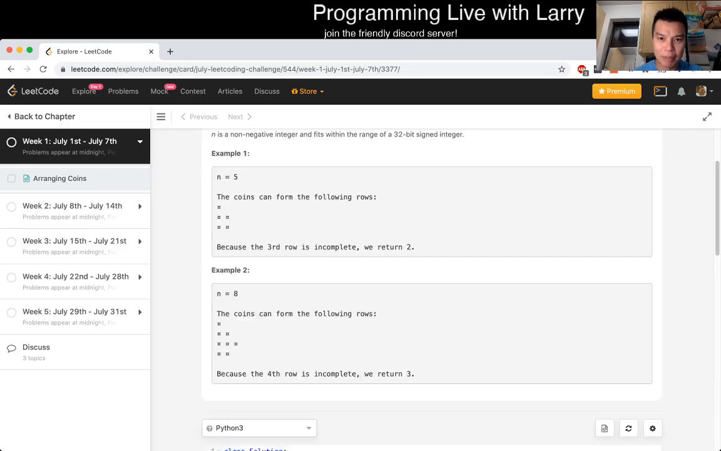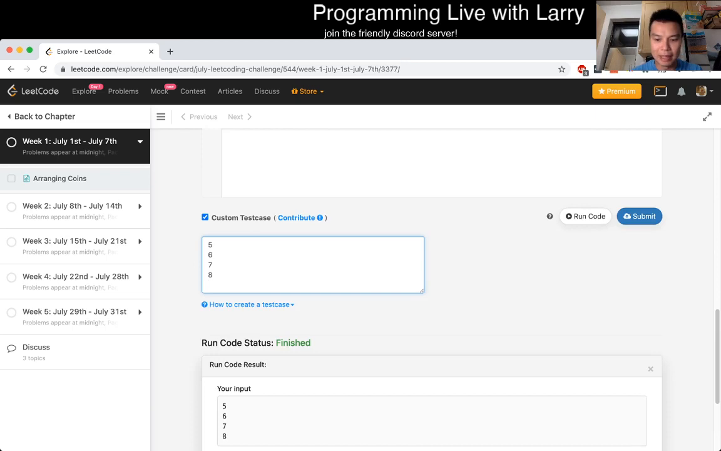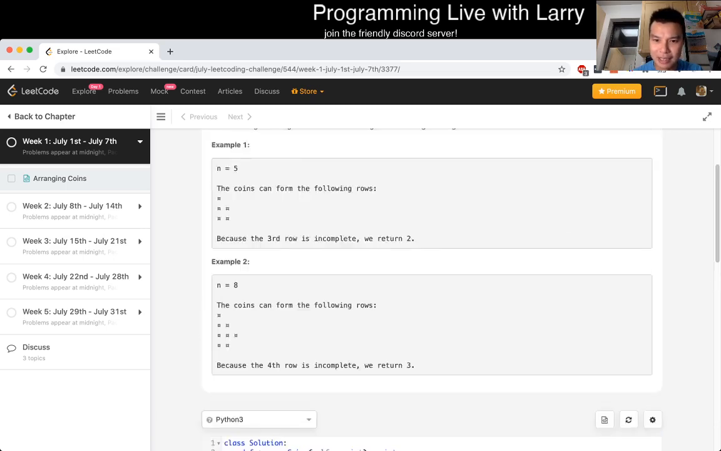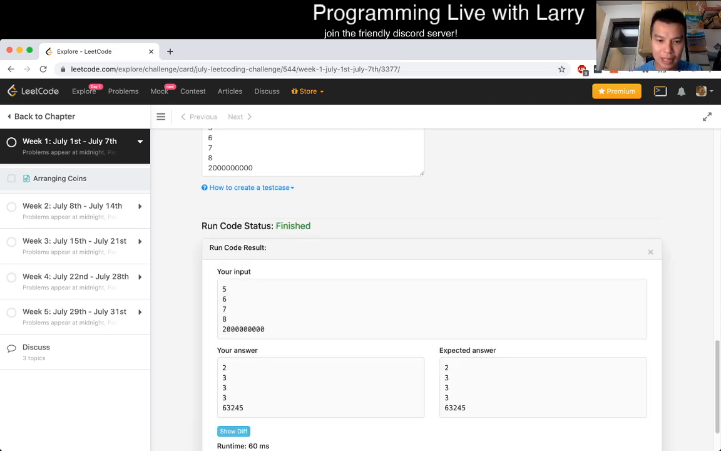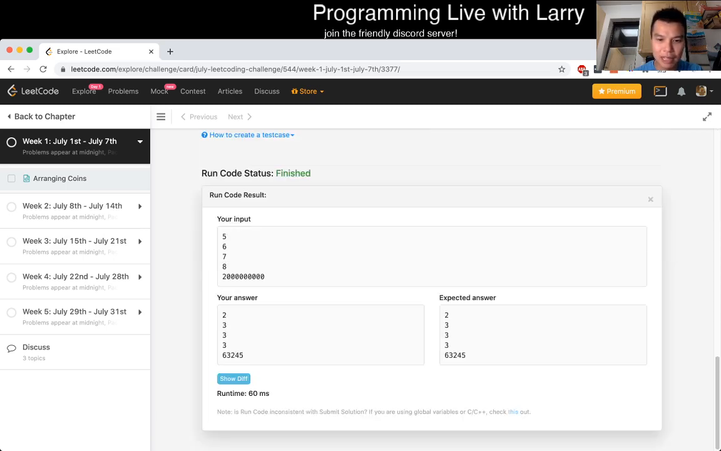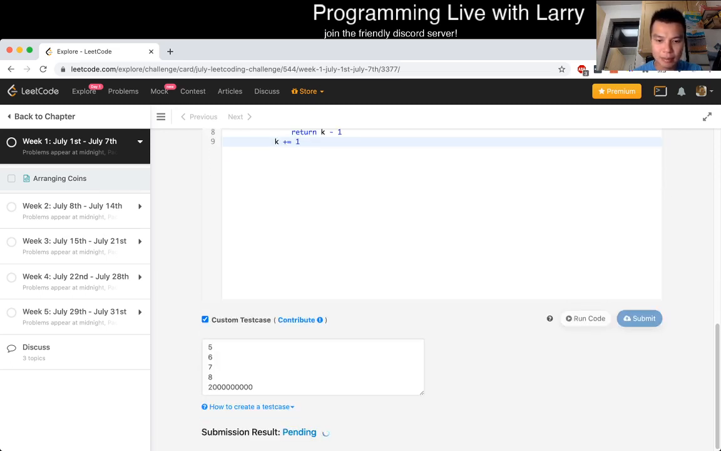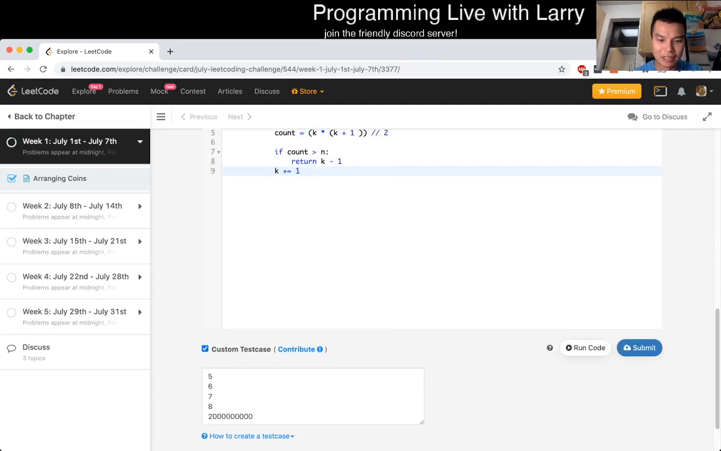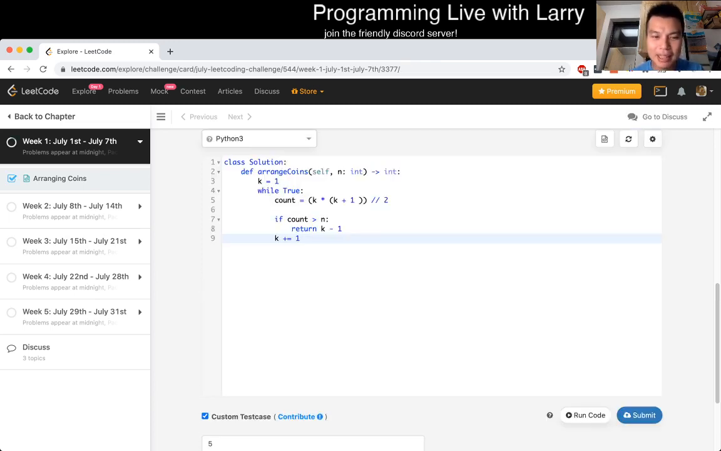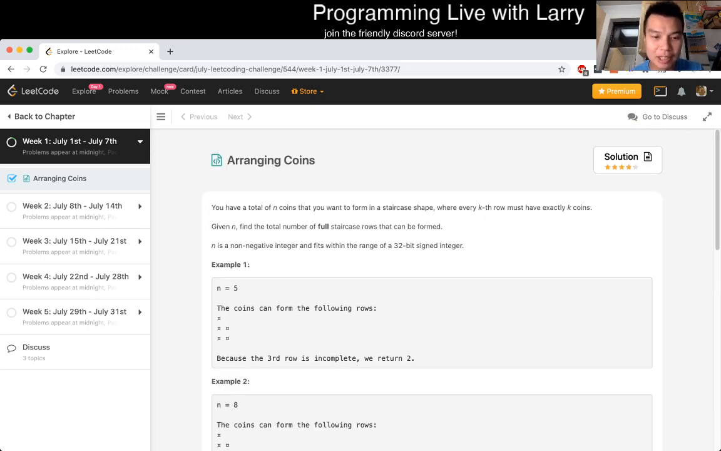So let's also try a big number. 32-bit int, so we could try 2 billion. I know that 32-bit int could be a little bit... is it unsigned or signed? Signed, so yeah, 2 billion should be okay. And that one's pretty okay. So let's submit it. If I get it wrong for like 0 or something, I'll be a little bit sad. But yeah, so that's one way of solving this algorithm.